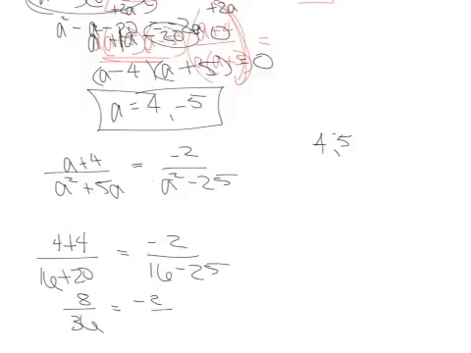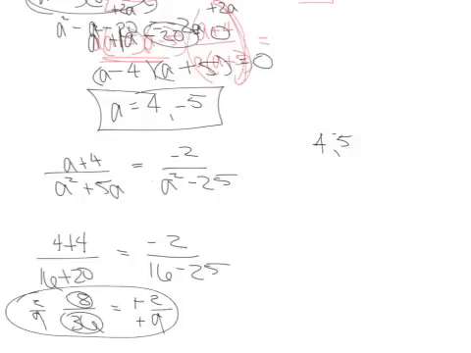25 would be negative 9, so positive, since two negatives give me a positive. 8 over 36 reduces to 2 ninths. Those work. Alright, so 4 is a good answer there. For some reason my stuff won't erase, so we'll do it in red.